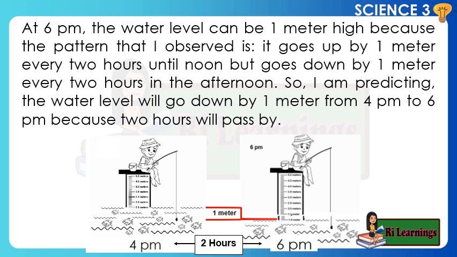At 6 p.m., the water level can be 1 meter high because the pattern that I observed is, it goes up by 1 meter every 2 hours until noon but goes down by 1 meter every 2 hours in the afternoon. So, I am predicting, the water level will go down by 1 meter from 4 p.m. to 6 p.m. because 2 hours will pass by.